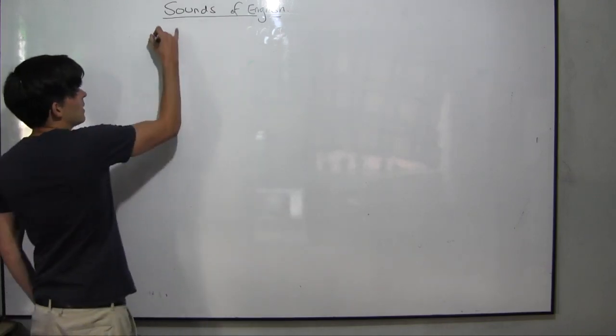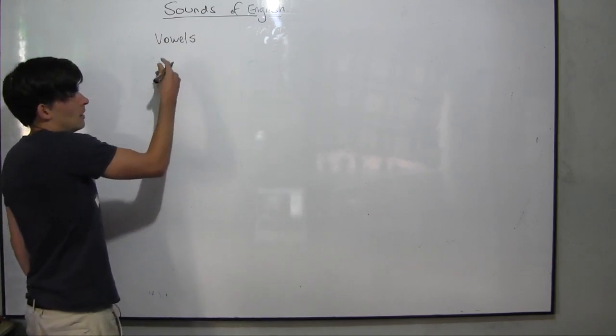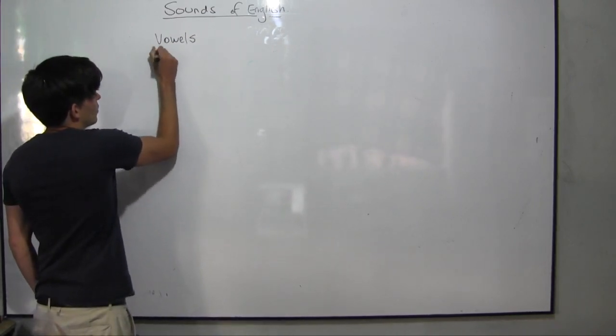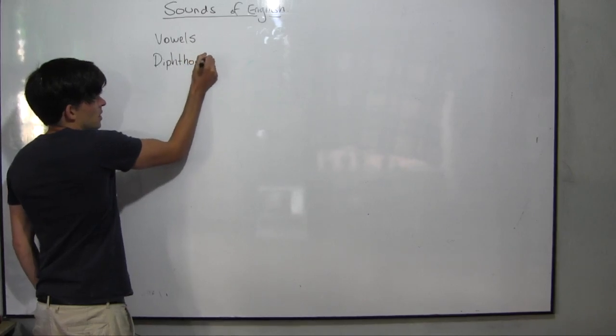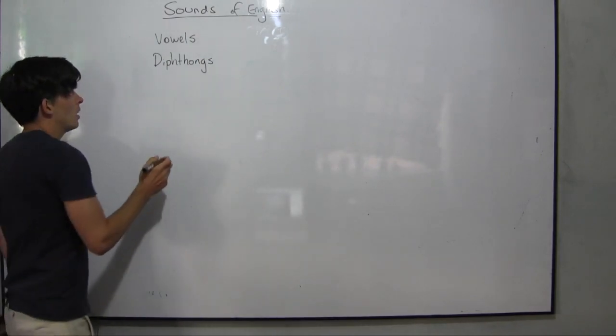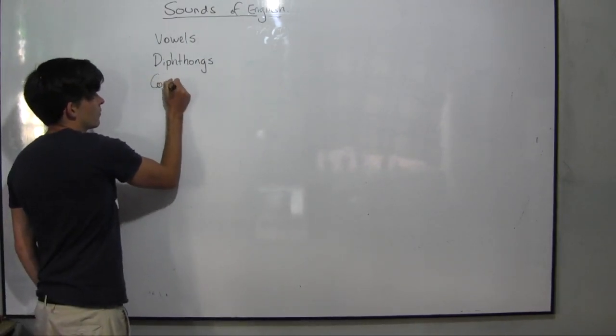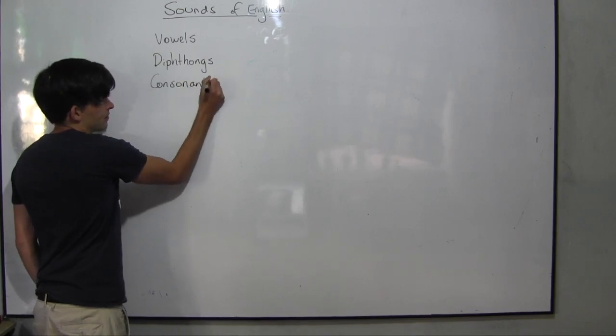We've got vowel sounds. We've got vowels. We've got diphthongs, which are not the kind of thongs that you put on your feet, or the ones that you wear as underwear. And then we have consonants. Consonants, and that's an N.